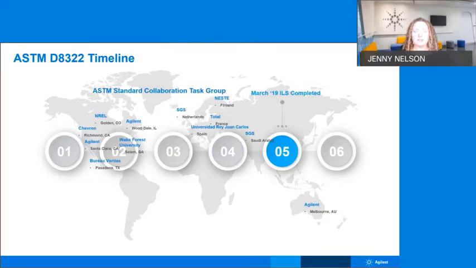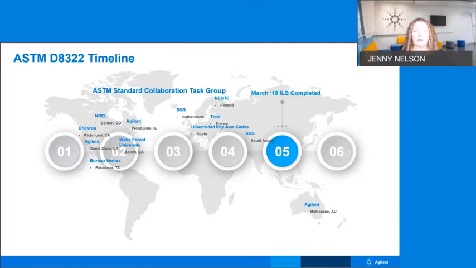So the next thing we did is work on our ILS, where we had multiple labs all over the globe running this method. Most of these laboratories, with the exception of the Agilent labs and Wake Forest, had never run, or some of them had never even heard of, an MPAES before. So this was quite a feat, to be able to place instruments all over the globe, train these folks, and get them to participate in this ILS.